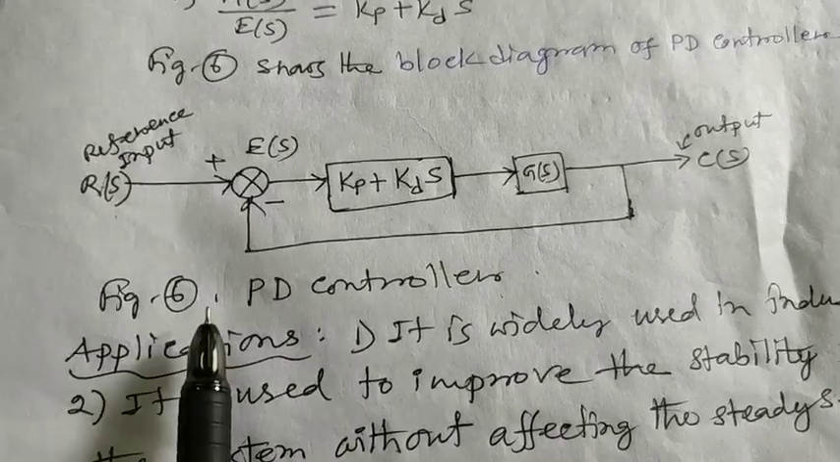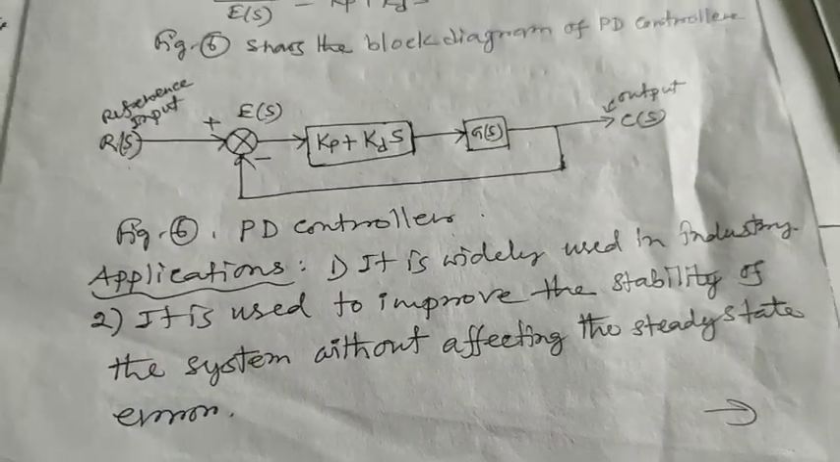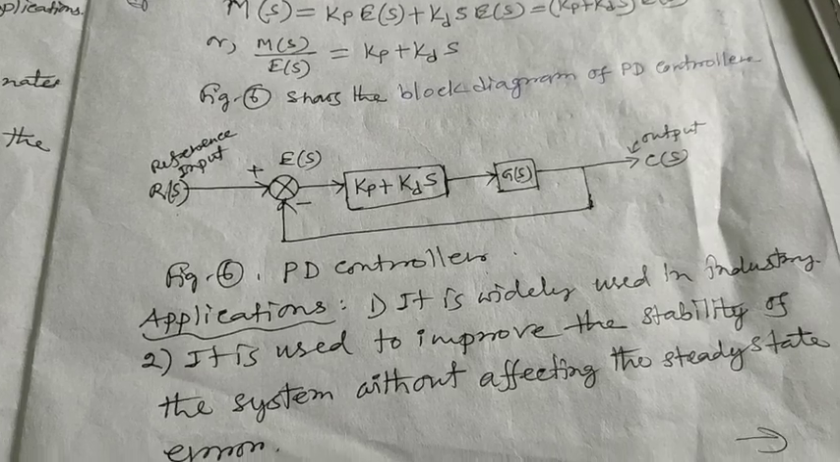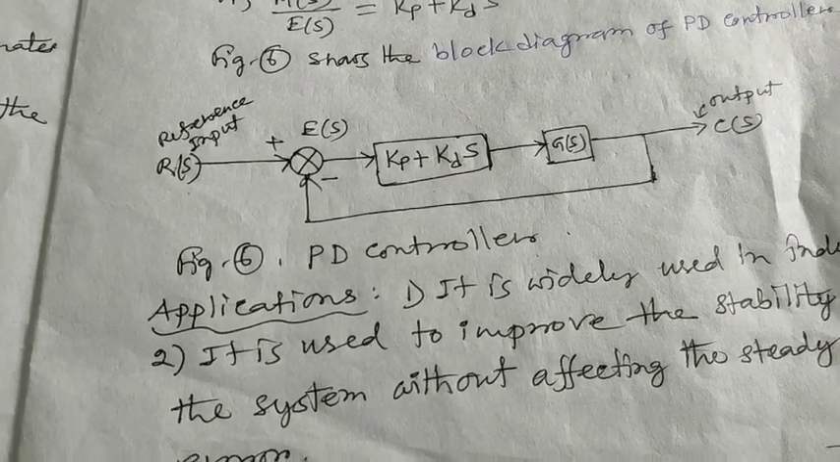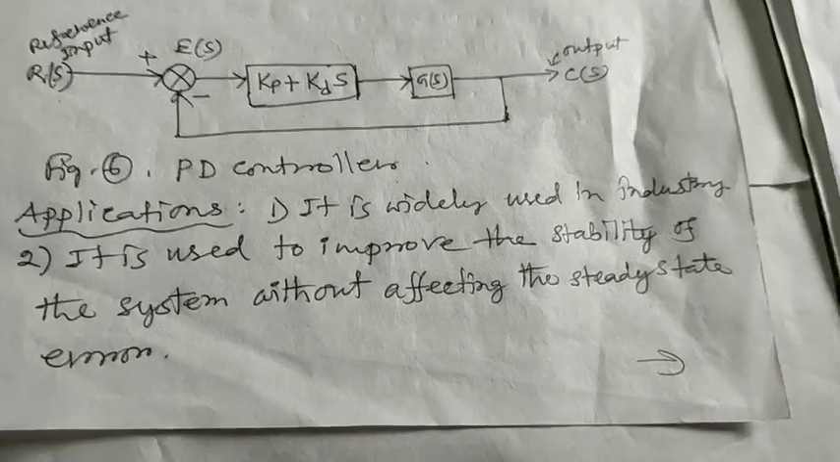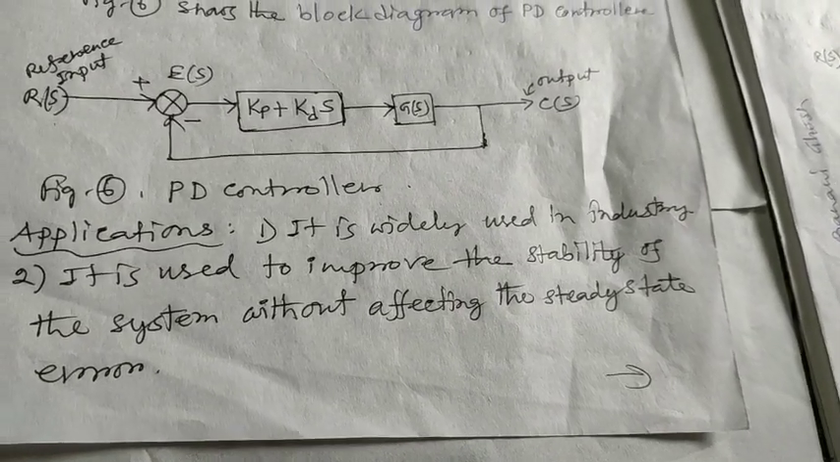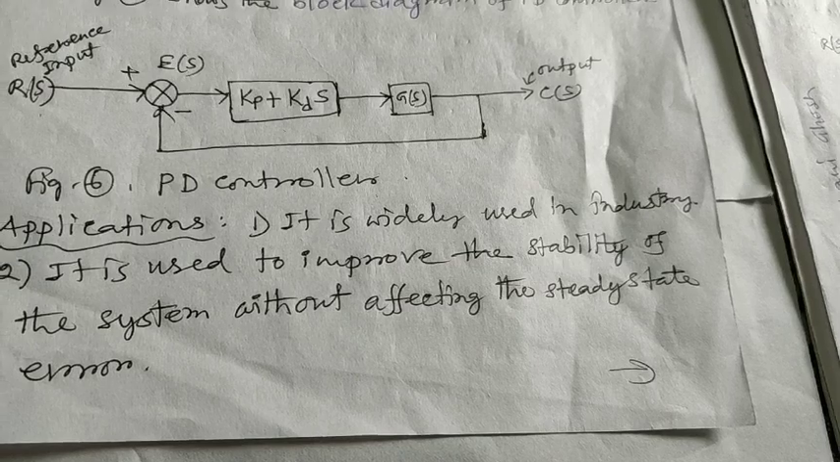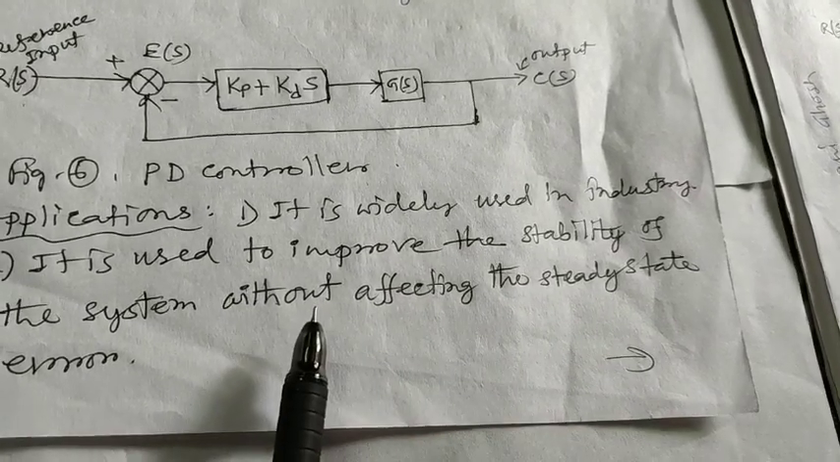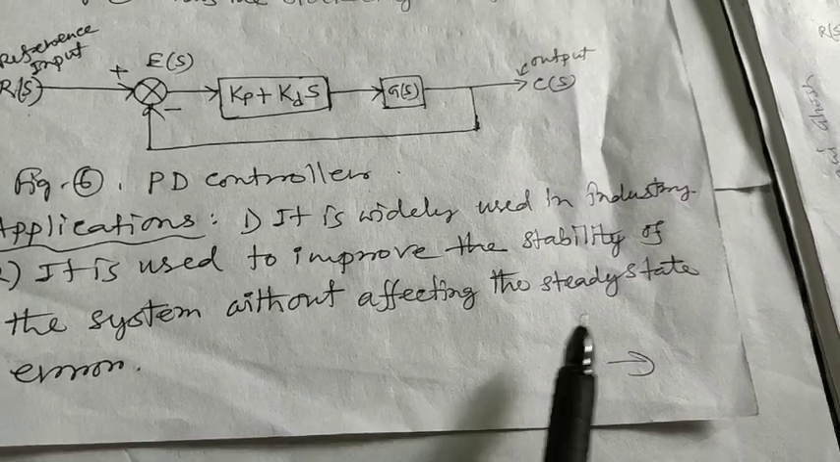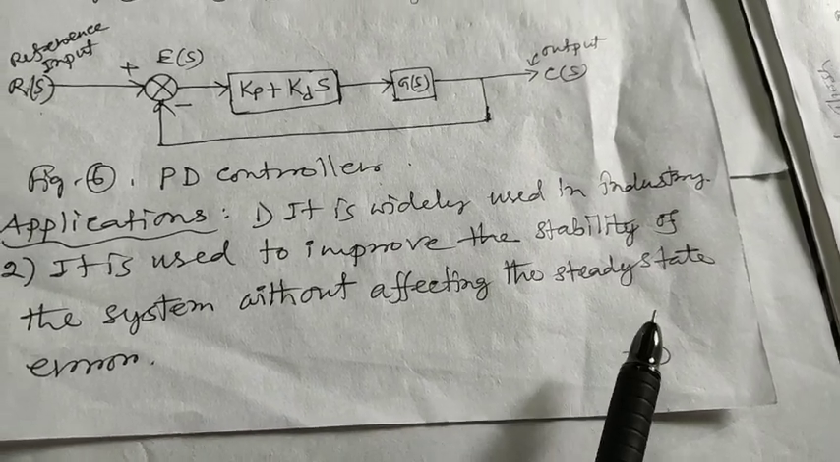Okay. Now what are the applications of PD controllers? The applications are, it is widely used in industry. As you know, it is used to improve the stability of the system without affecting the steady state error. Okay.